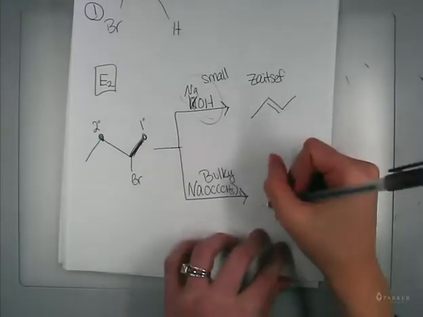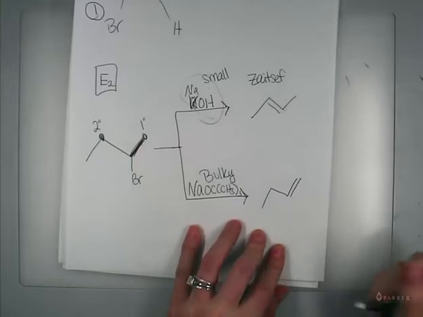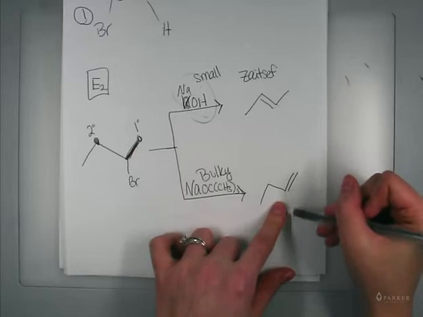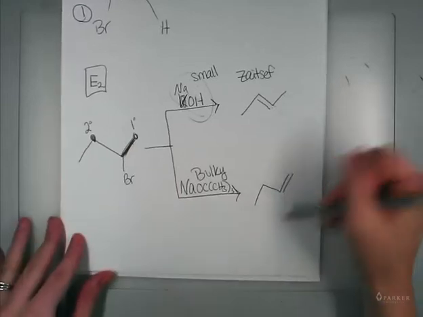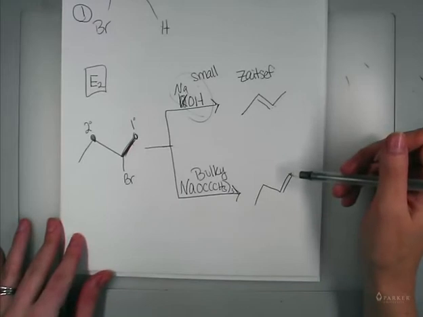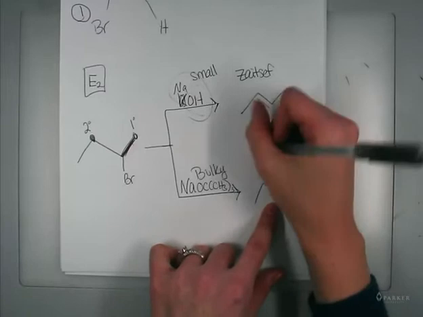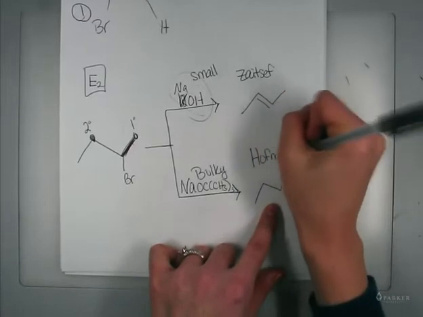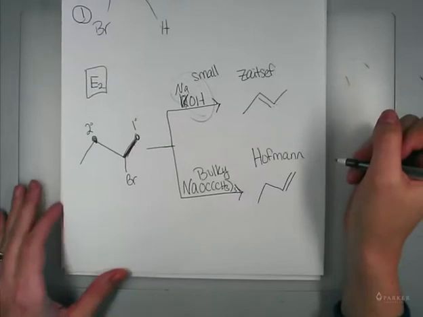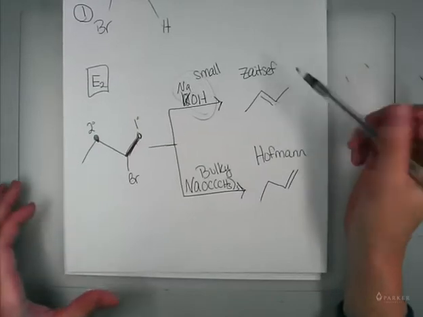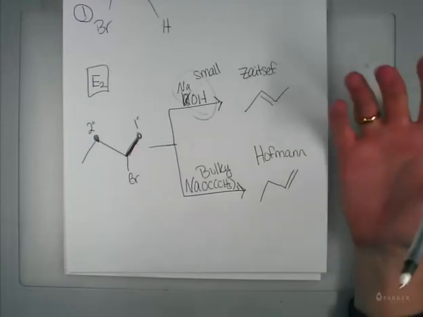So now my product will be this. So the double bond is between the leaving group, which was right there, and the primary. How many branches coming off here? 1. And what do we call this product? Hofmann. So know when you form the Zaitsev versus a Hofmann product and kind of what that means.